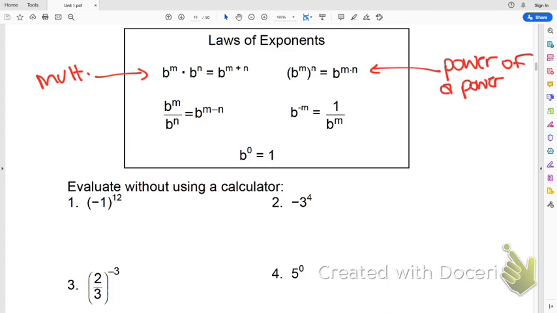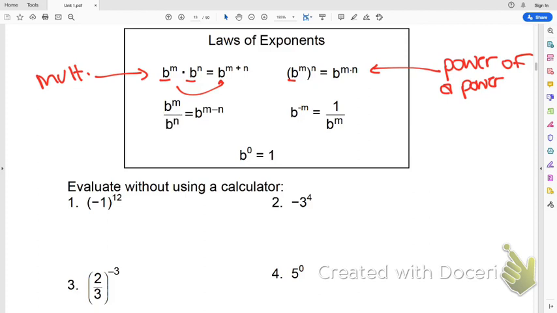If you don't see the difference in the laws right there, I'll just point them out to you. This one, when you're multiplying, has 2 bases that are the same. So you keep that base over here and add your exponents. The difference with the one next to it is that you have 1 base with 2 powers on it. That's when you keep the base and multiply the exponents. So that's what you see in the second one.